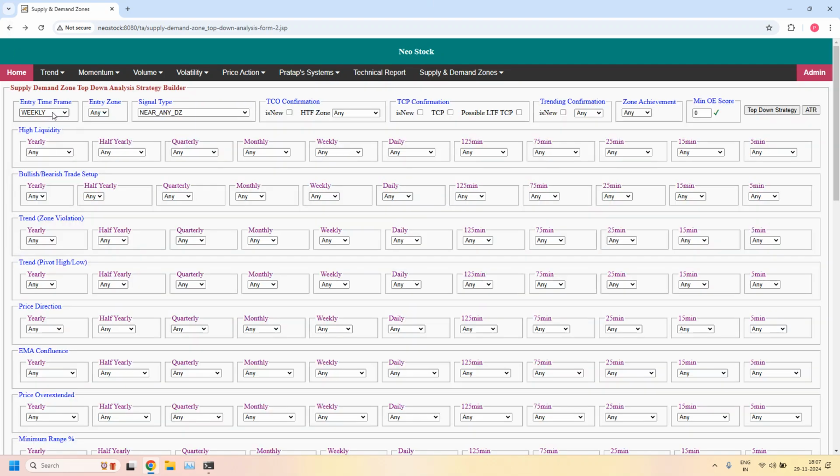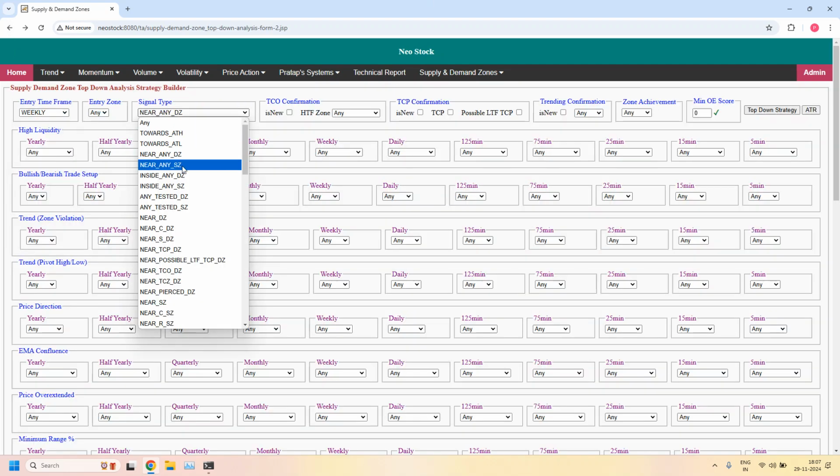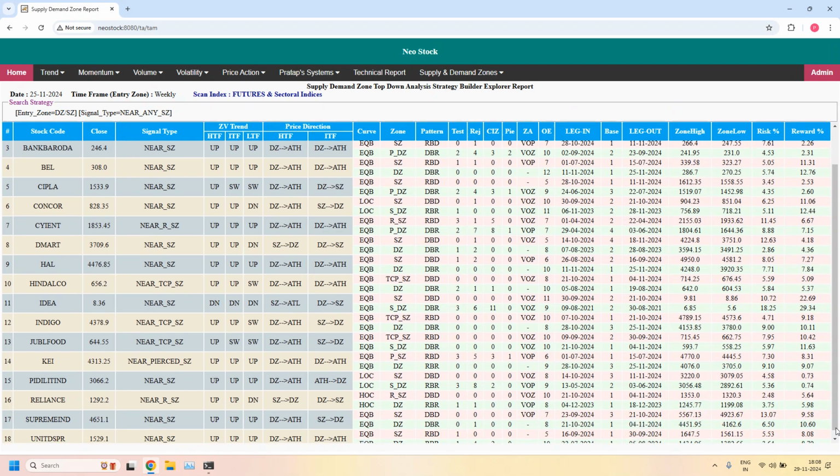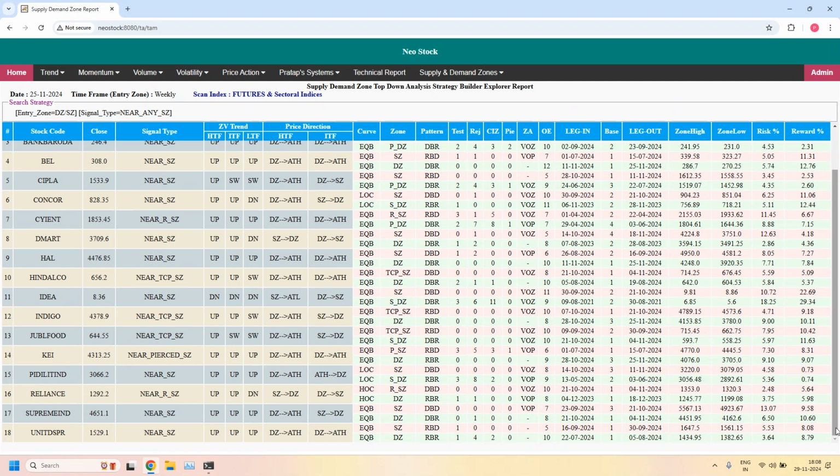Next, weekly time frame, price near weekly supply zone, we got more stocks. These are the first 15 stocks. I am scrolling the list down. So total 18 stocks are filtered.